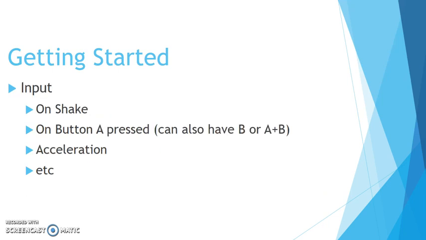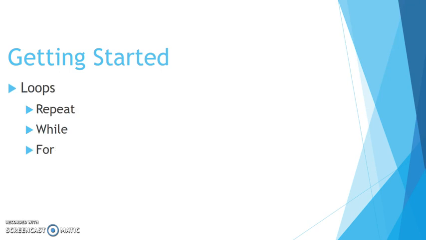We also have a number of inputs, so we have things like on shake, so when you actually physically shake the microbit, you can code it to do some things. We have the on button A pressed, and also within that we can have on button B pressed or on button A plus B pressed. We have, as I mentioned before, some additional inputs like acceleration. There's a temperature sensor, there's a light sensor, and so on. So they're all to be found within input.